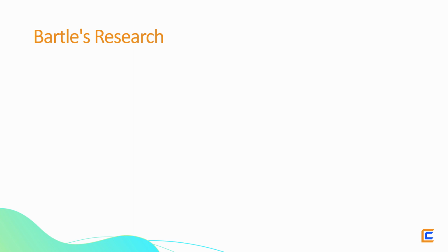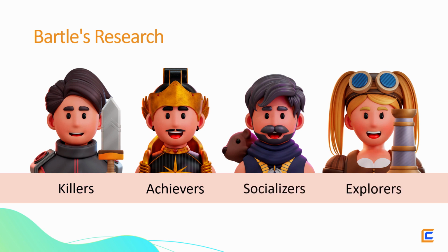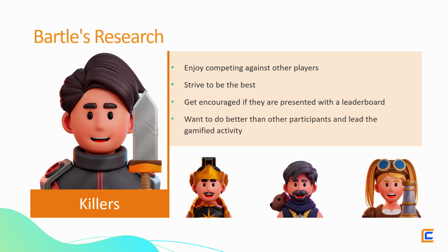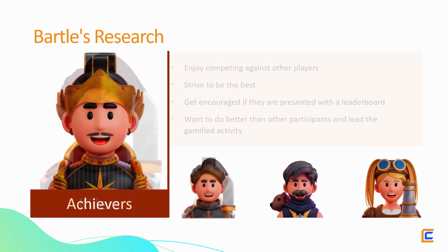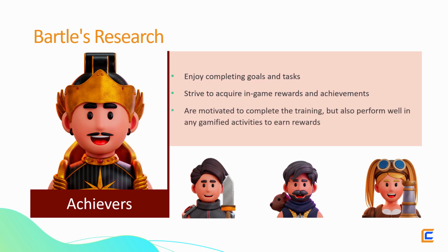According to Bartle's research, there are 4 main types of player personalities, namely killers, achievers, socializers, and explorers. Killers are the ones who enjoy competing against other players and strive to be the best. Such learners will be encouraged if they are presented with a leaderboard. They'd want to do better than other participants and lead the gamified activity. Achievers enjoy completing goals and tasks and strive to acquire in-game rewards and achievements. Such learners will be motivated to complete the training but also perform well in any gamified activities to earn rewards.